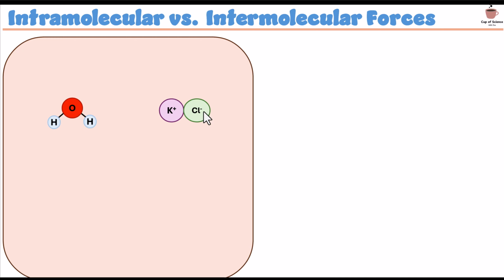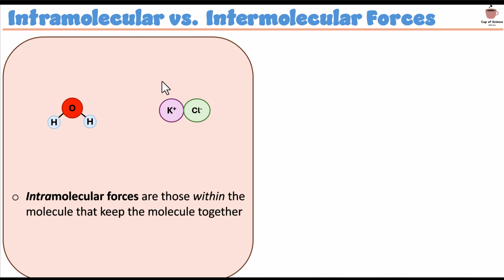Now for KCl, there's no line, but you see the positive and the negative charge. The positive and the negative charge attraction between the two is called the ionic bond, and that attraction allows them to be together as a whole molecule. This covalent bond and the ionic bond is an example of intramolecular forces. These intramolecular forces are those within the molecule that keep them together. And again, for example, they are a covalent bond like this water and an ionic bond.